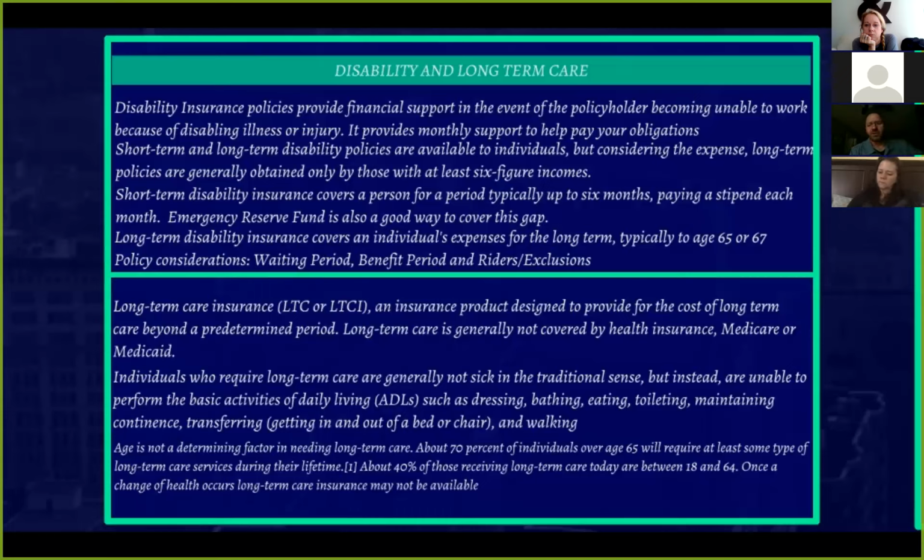One company will call it a long-term care rider. Another company will call it something different. They all work very similarly in the end. But it's important to know what long-term care is and where it fits into your plan, because we're not getting any younger. It's ultimately going to become an issue that we need to address.